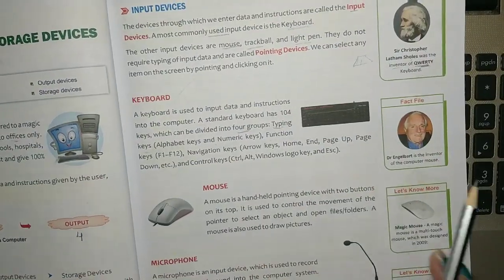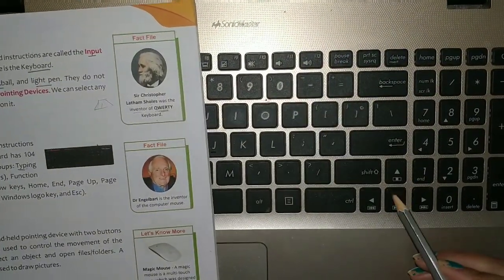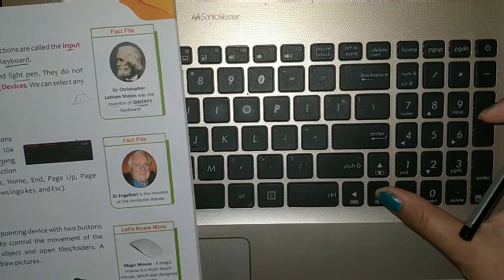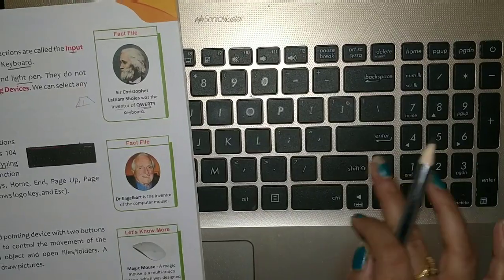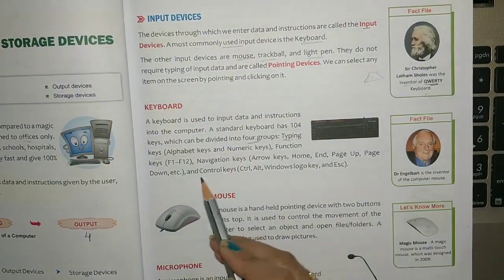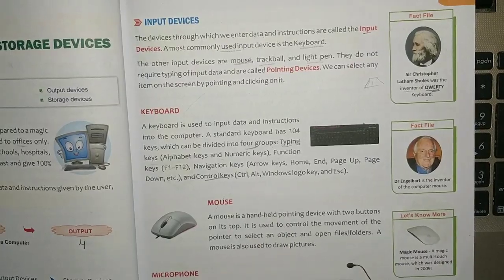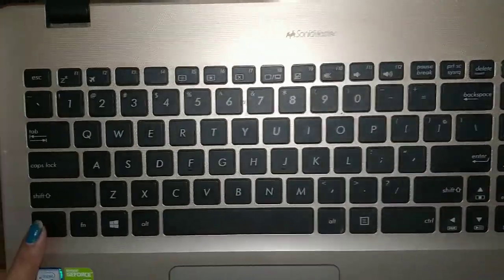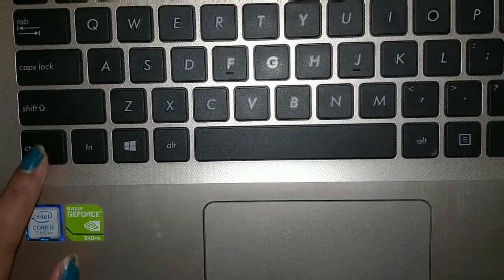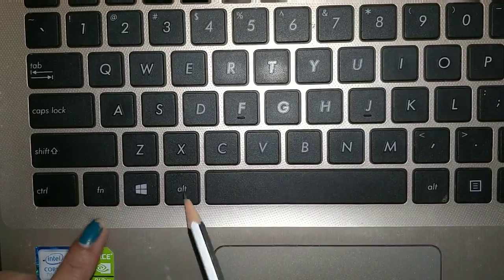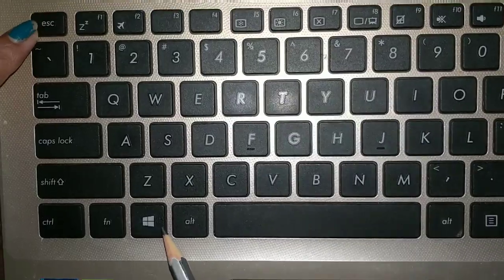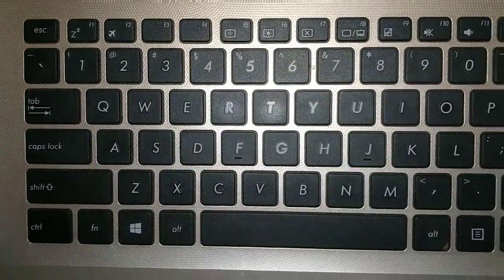Now navigation keys, arrow keys. Here these 4 keys: from this you can go up, from this down, this is left side, this is right. These are known as navigation keys. Similarly control keys, like control, alt, window logo key and escape. This is the control key. This is the alt key. Then the window logo key. And here is the escape key. So this is the basic structure of the keyboard and all the key arrangement.